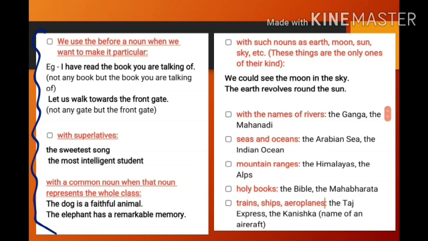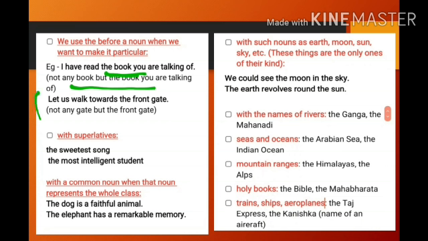We use the before a noun when we want to make it particular. कोई भी noun के पहले हम लोग the लगाएंगे जब उस noun को हम लोग particularly बताना चाह रहे हैं. I have read the book you are talking of. हम उस book के बारे में बात कर रहे हैं. तुम जिस बुक के बारे में बात कर रहे हो हम वो बुक ऑलरेडी पढ़ लिए हैं. So here we are talking about a specific book, not any book, but the book you are talking of.